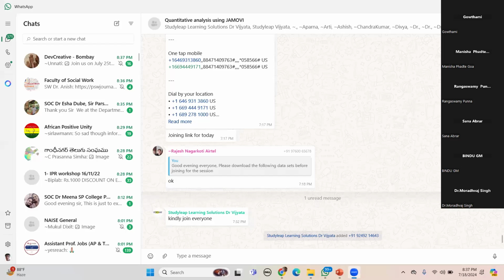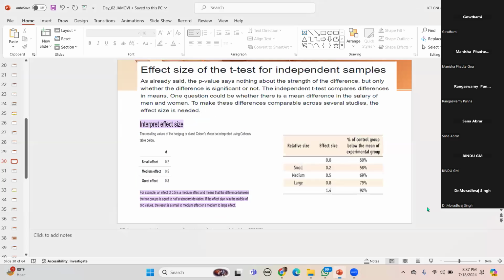As you can see in my PPT here, there is something called effect size. The PPT is not visible, it seems. Oh, okay. Just 1 minute. I hope my PPT is visible now.